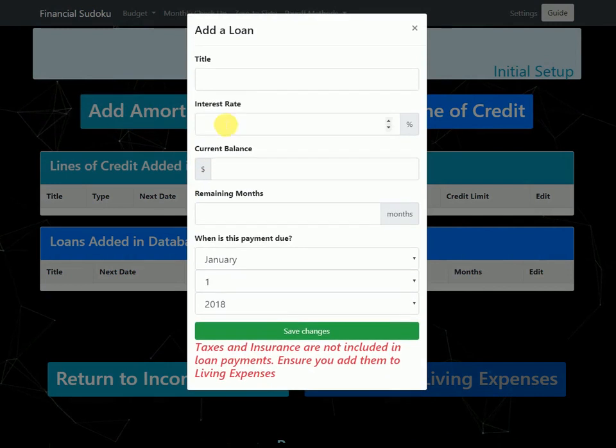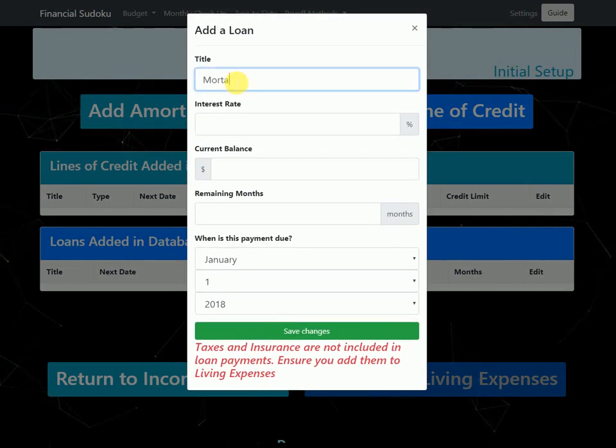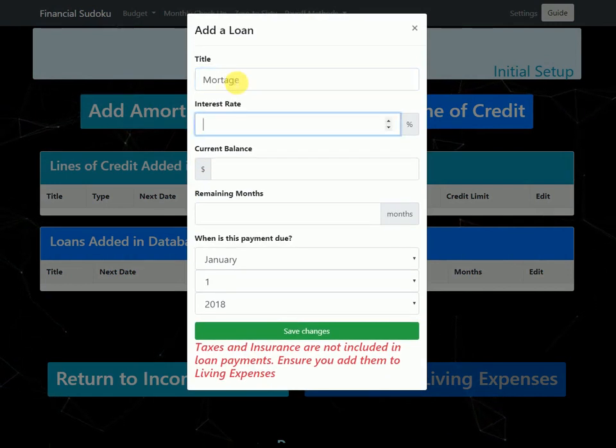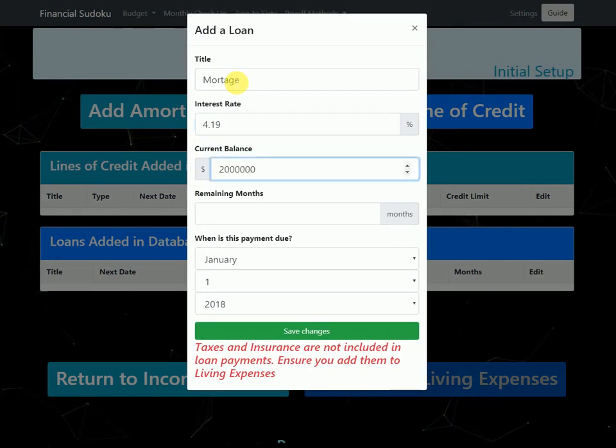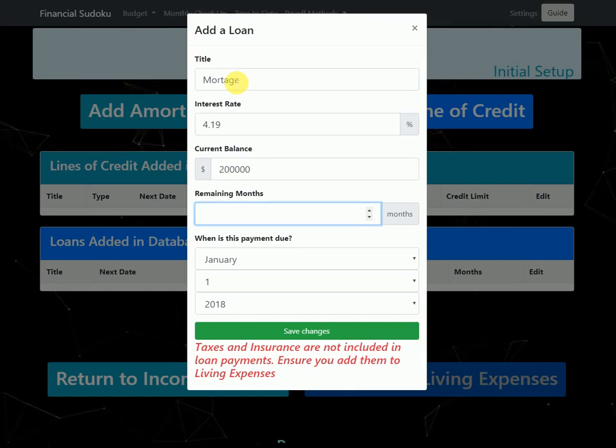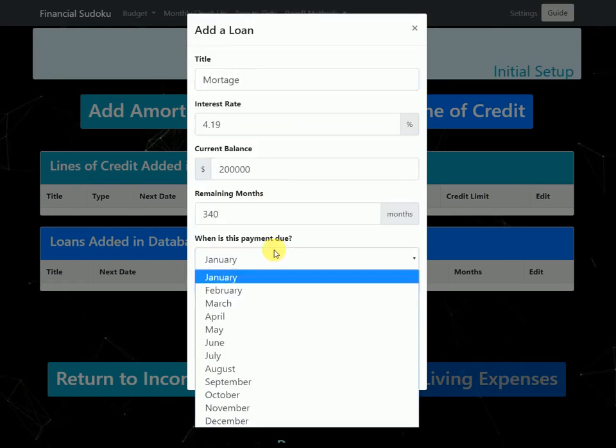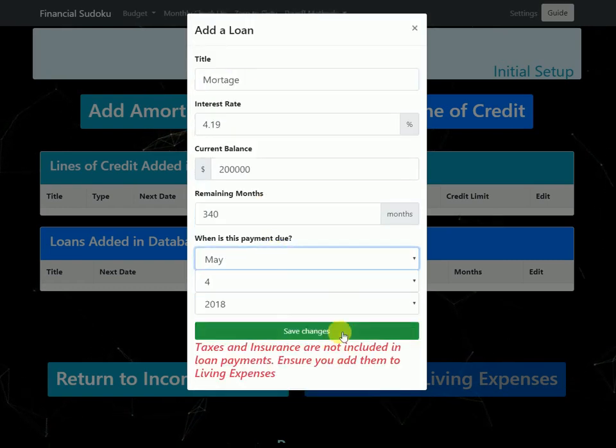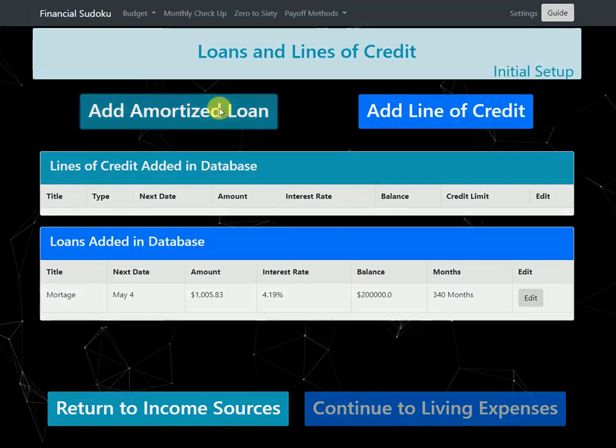So I'm going to add a mortgage here. The interest rate on this is going to be 4.19%, and I owe $200,000. I have 340 months remaining. I'm about a year and a half in, and this is due on the 4th of May. I'm going to save those changes, and then I'm going to add a car loan.